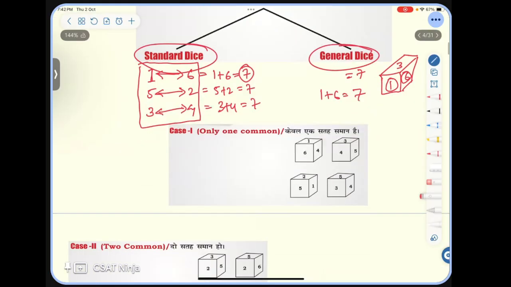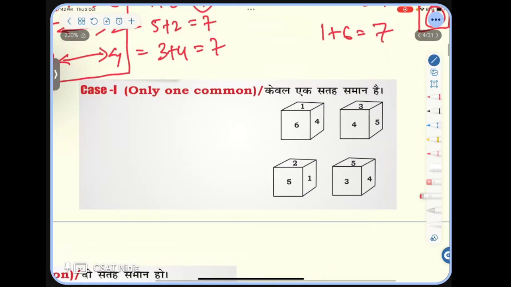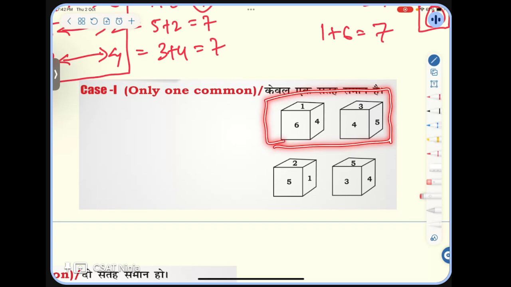So in case number 1, the question can be asked this way: if only one side is common. If you look at these two dice, we have only one side common here. We have 4 here and 4 here, so 4 is common. Taking this 4, I'll number it clockwise like this. I'll write 4, 6, and 1. Same thing.